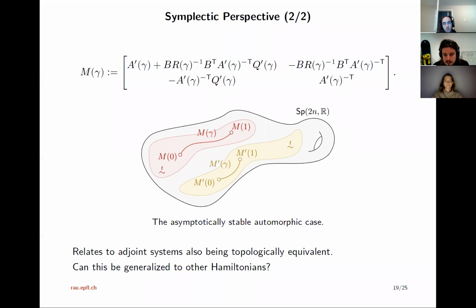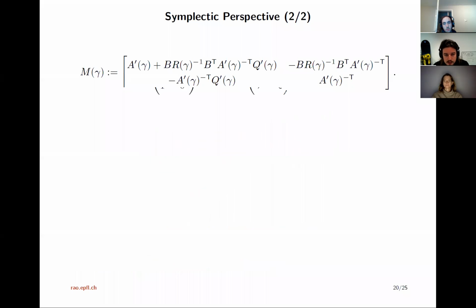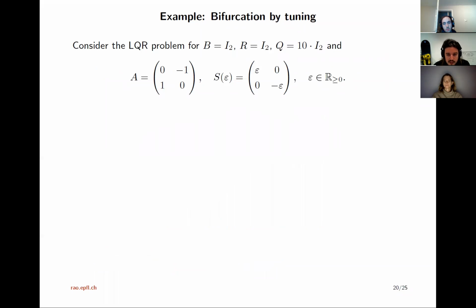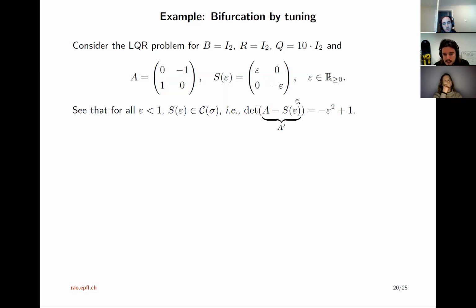Okay, so this was the key result. Now we can visualize what happens. If you have some LQR problem and some S matrix, here the determinant of A is 1. Then as long as you pick this epsilon sufficiently small, this A prime will have the same orientation.